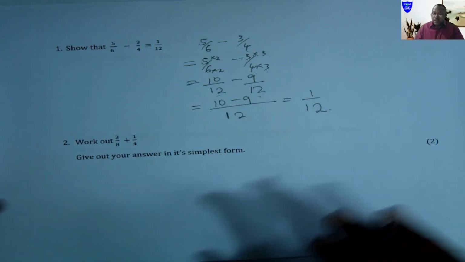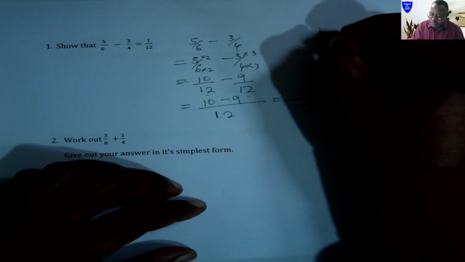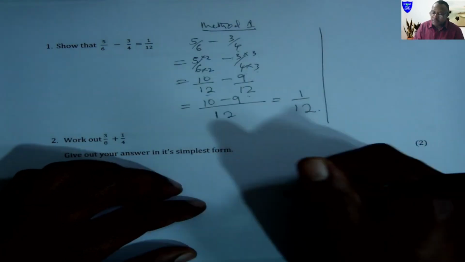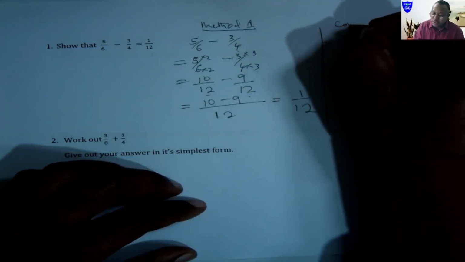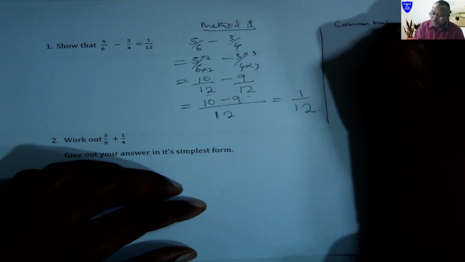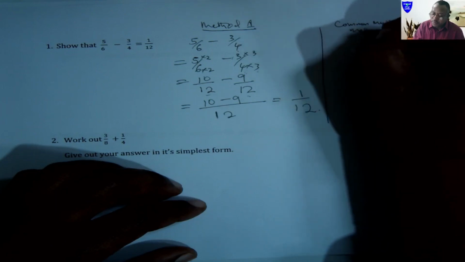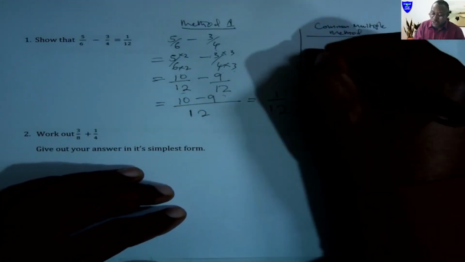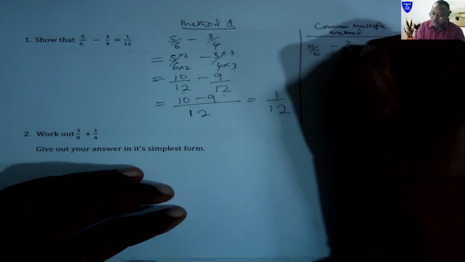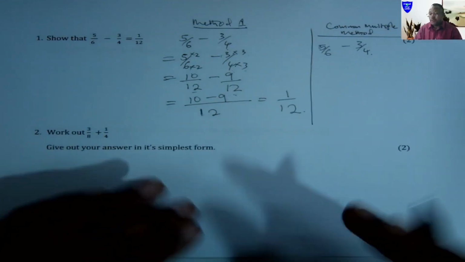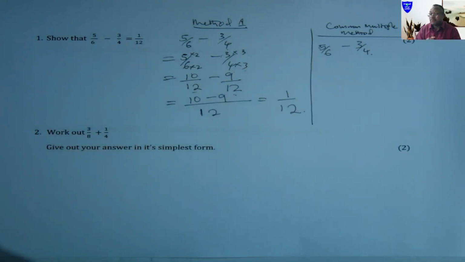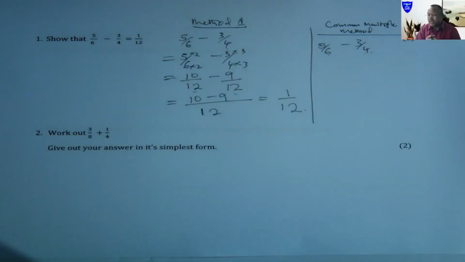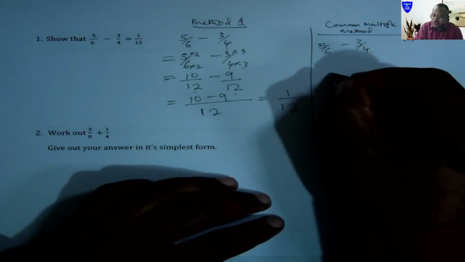Right. Let me try and use method number 2. This is method 1, the multiplication method. This is the common multiple method. Okay? Under the common multiple method, guys, this is what I'll do. I'll think of the number that can be divided by 6 and 4 exactly without leaving a remainder. And that number to me is 12.